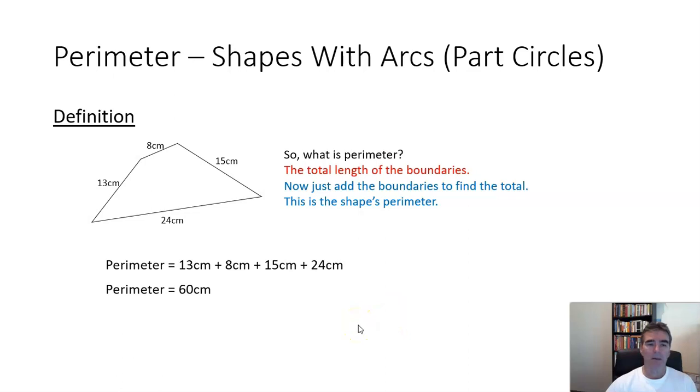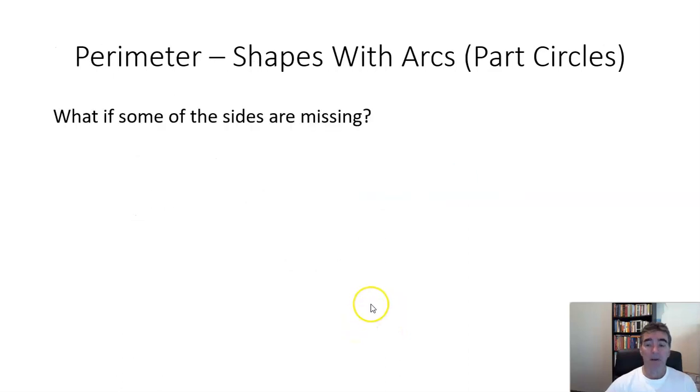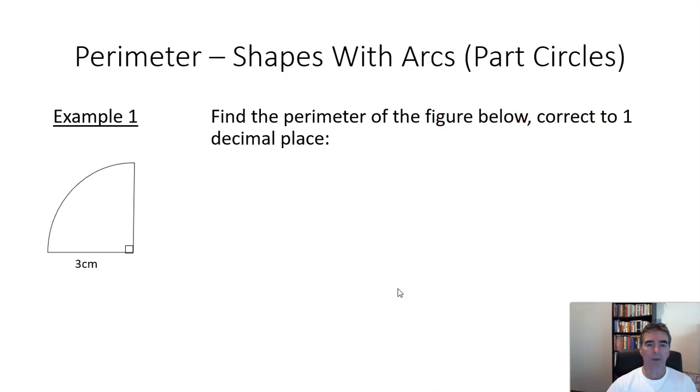So, what if some of the sides are missing? Well, again, we find that missing side or those missing sides first. So let's get into an example and see what we need to do.